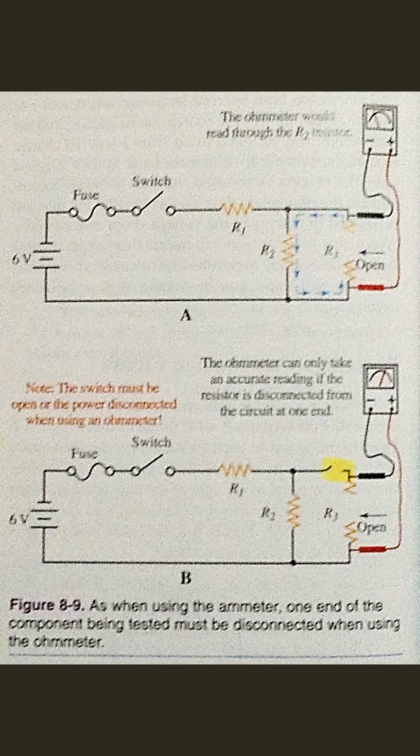In part A of figure 8-9, the ohmmeter is connected across R3. The resistance on the meter should be equal to only R3. But notice that R2 is connected in parallel with R3. Hence, the resistance value on the meter will be equal to R2. To take an accurate reading with an ohmmeter, one end of the component to be read should be disconnected from the circuit, part B, to prevent reading other components in the circuit. Compare parts A and B of figure 8-9.